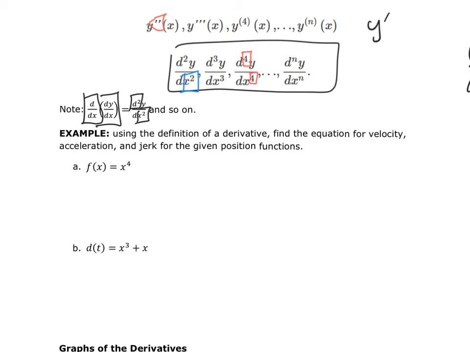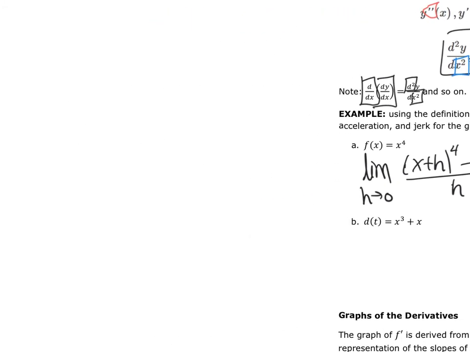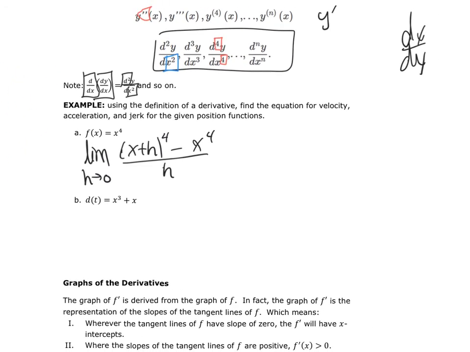So the definition of derivative, I have to do the limit as h approaches 0 of x plus h, the quantity to the 4th, minus x to the 4th all over h. I'm going to come over here and do the binomial theorem with Pascal's triangle. So I have 1, 1, 1, 1, 2, 1, 1, 3, 3, 1, 1, 4, 6, 4, 1. Those are my coefficients. I know I did that fast.